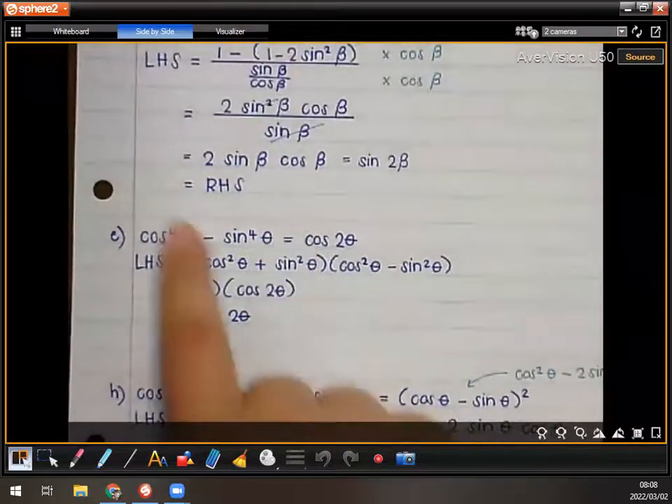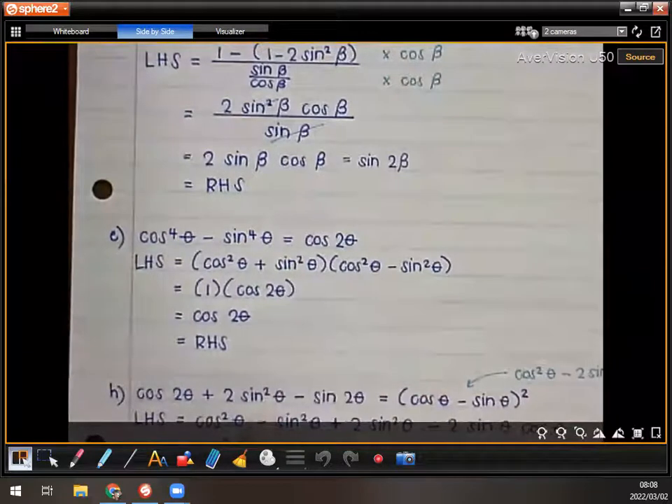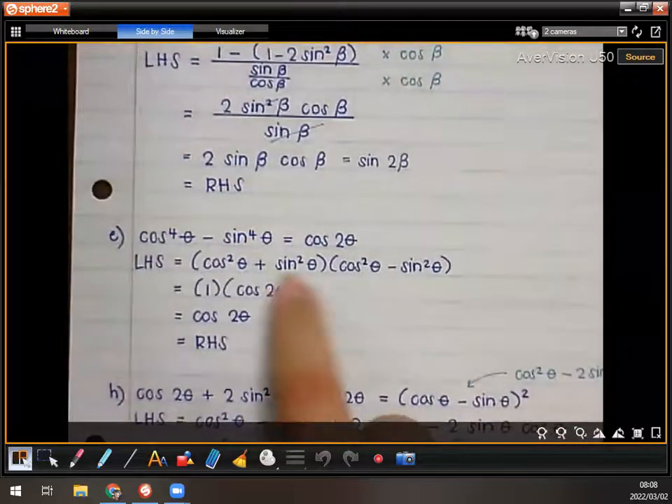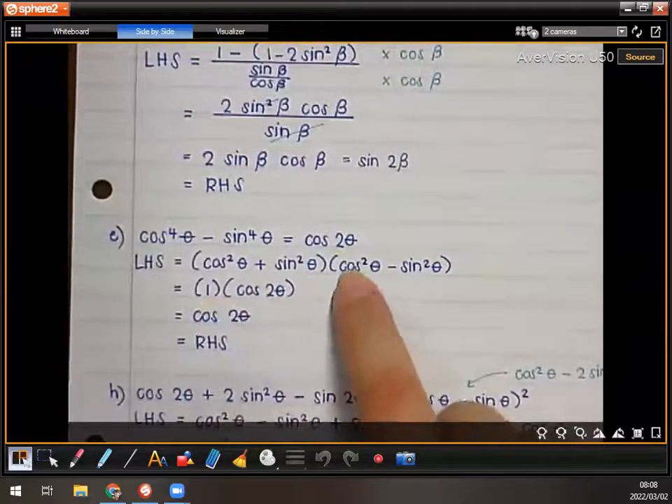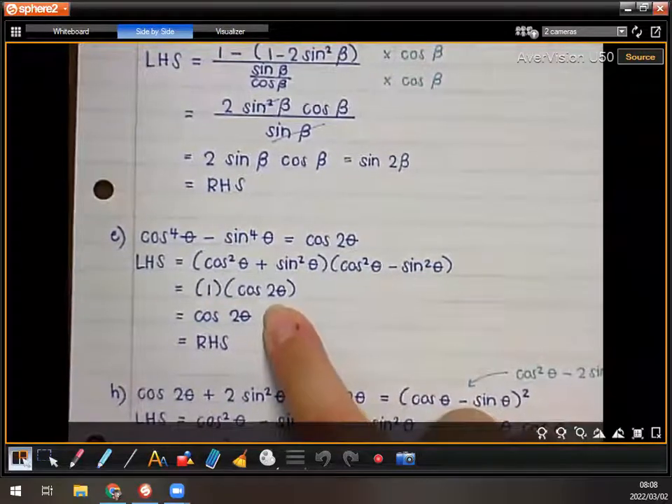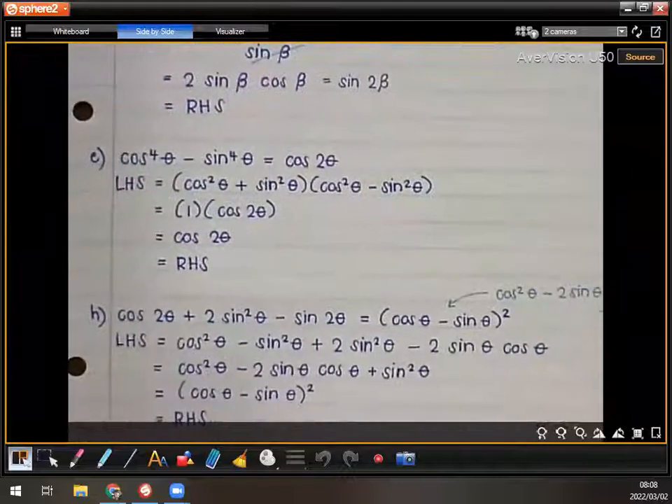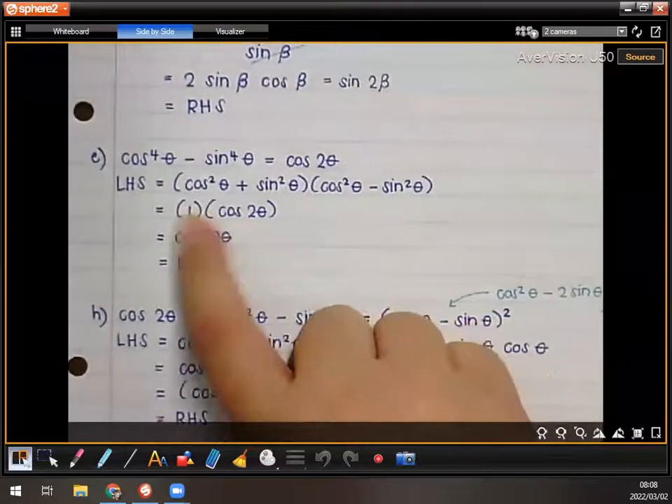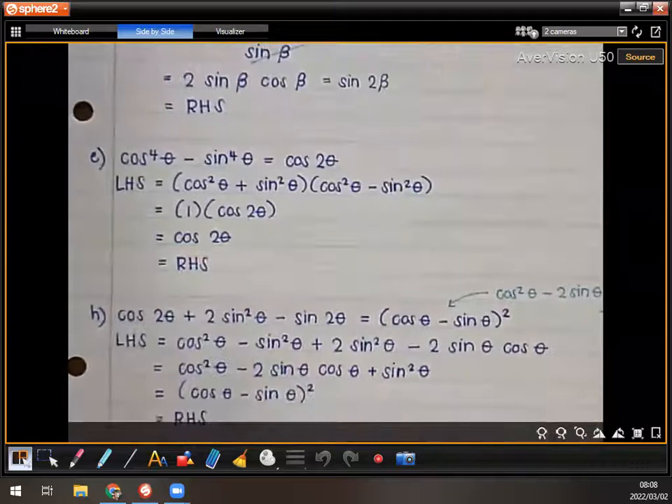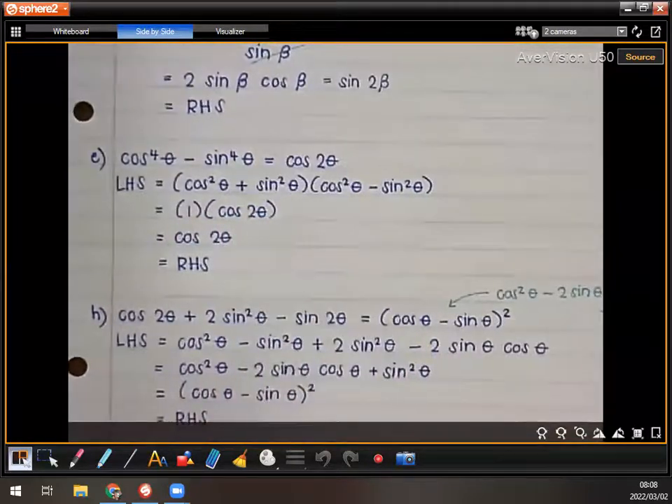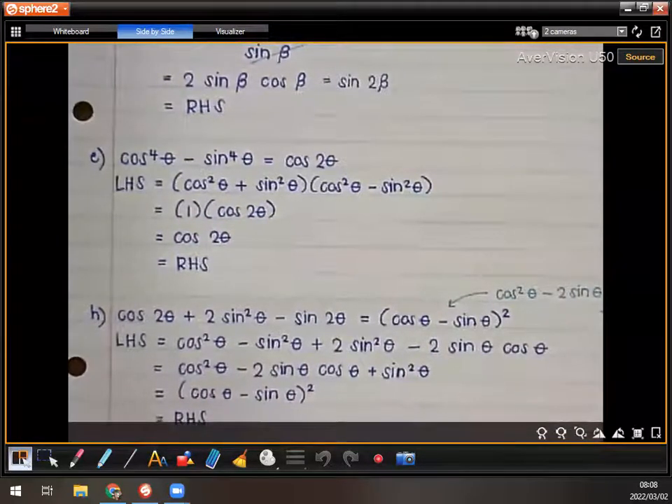That was the difference of two squares. We just had to factorize. Cos squared plus sine squared is 1, and cos squared minus sine squared is cos 2 theta, which is exactly what we needed on the right. It probably would have been fine if you went just from this and said equals RHS. I mean, everyone knows that 1 times cos is just cos. So that would have been fine.